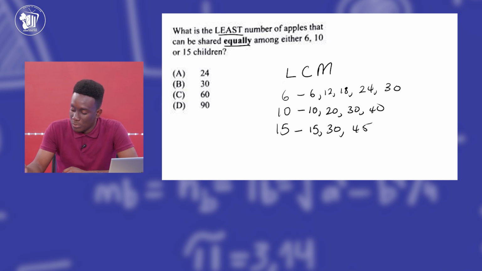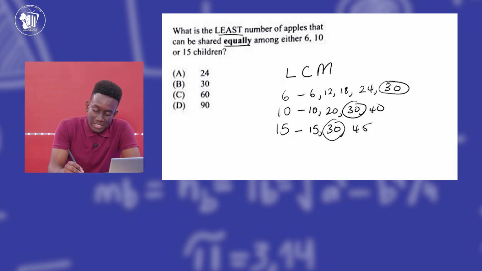So we see the lowest common multiple here would be 30. We have 30 here, we have 30 here, and we have 30 here. We have 15 here, which is lower than 30, but that is not in any other. We have 20 here as well, but that is not in any other. And so the lowest common multiple would be 30. So the answer here is B, 30.